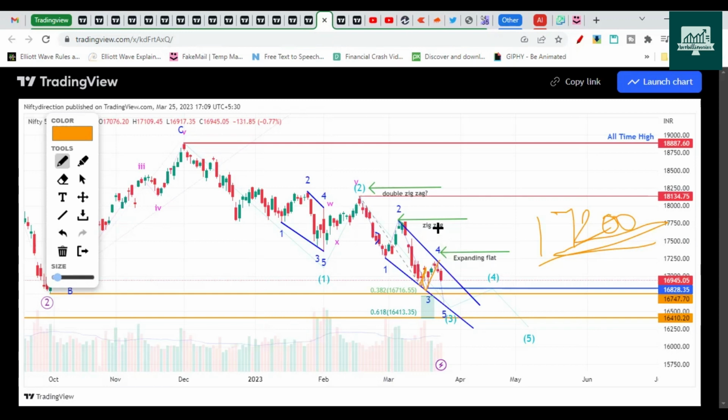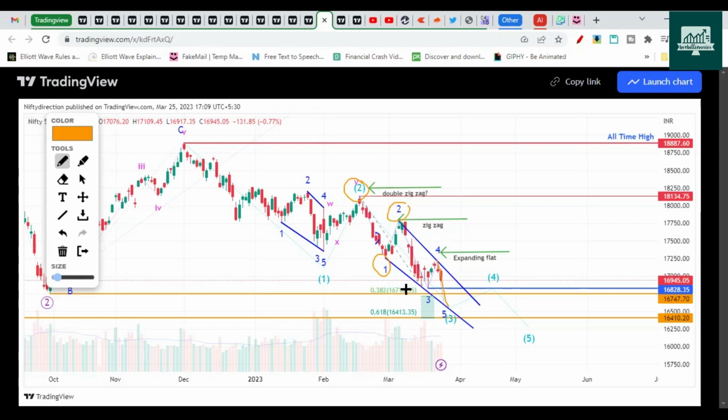So this expanded flat. So here we are respecting alteration in the Elliott Wave Theory. As you can see, 1, 2, 3, 4 completed here, and the fifth wave is pending. So the fifth wave's target we can draw by plotting Fibonacci on this 0, 1, and 2 points.